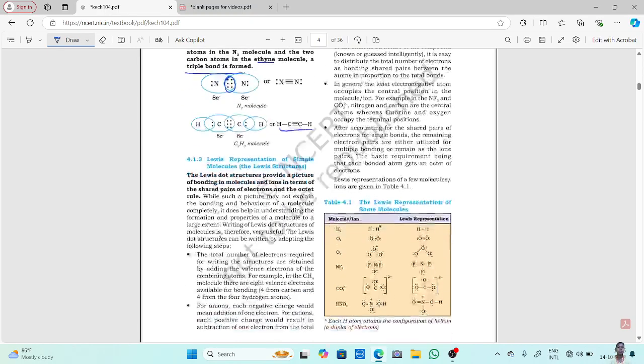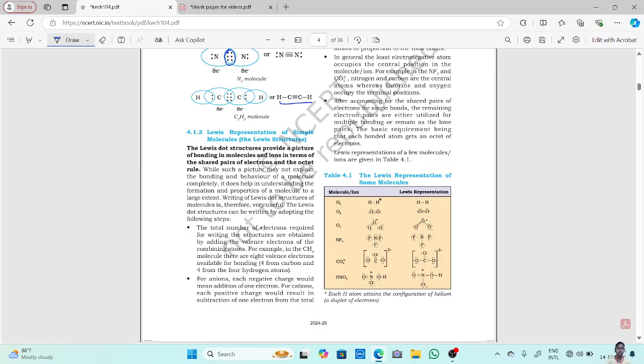Now the Lewis representation of simple molecules, or the Lewis structure. The Lewis dot structure provides a picture of bonding in molecules and ions in terms of the shared pairs of electrons and the octet rule.